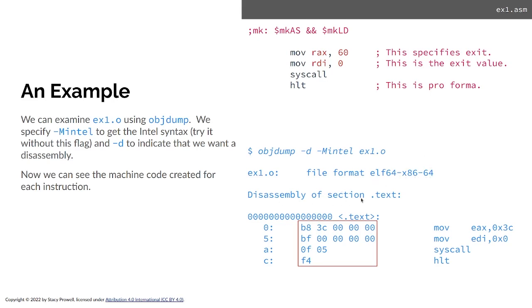Then we get this disassembly of the section .text. Don't worry about that. We'll talk about sections later. And here's what's in it. It's the stuff in red here. It's got these 5 bytes and these 5, these 2, and this 1. So these 5 are this first move instruction. These 5 are that second move instruction. These 2 are the syscall, and this last one is the halt. There you go. So you can see it's disassembled over here.